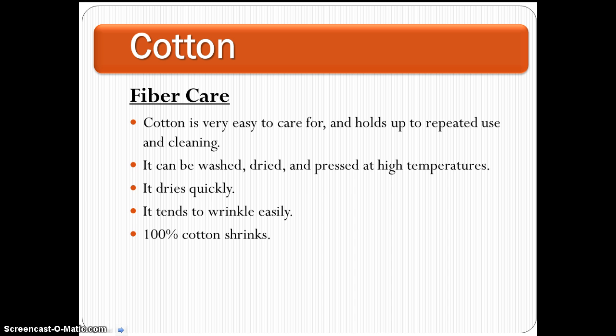Cotton is very easy to care for, and it holds up to repeated use when cleaning. It can be washed, dried, and pressed at high temperatures. It dries fairly quickly. It does tend to wrinkle a little bit. 100% cotton will shrink.